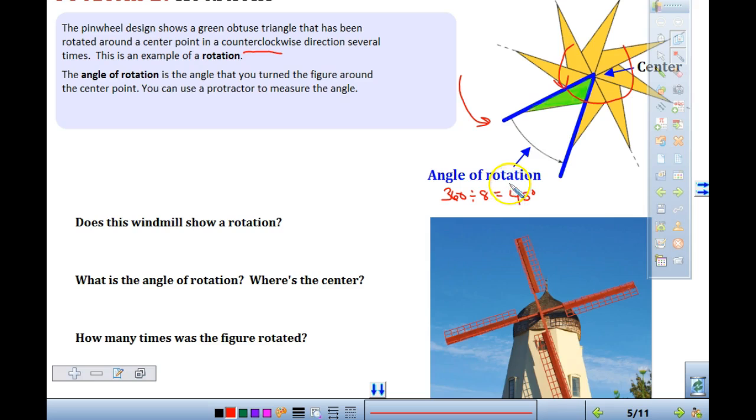So in your homework, if you are asked to find the angle of rotation, you need to find how many times it rotates. And you take, because around this one point, that's 360 degrees.